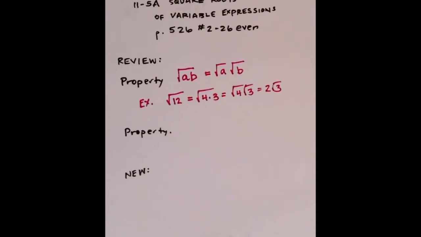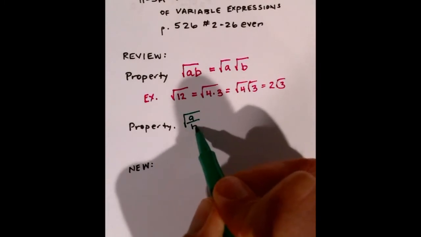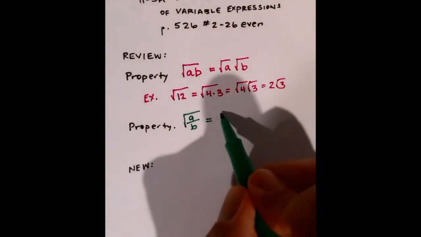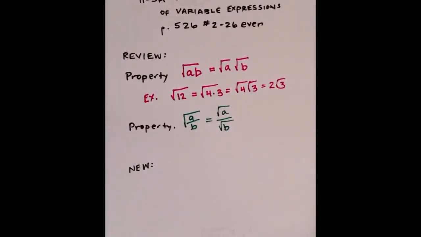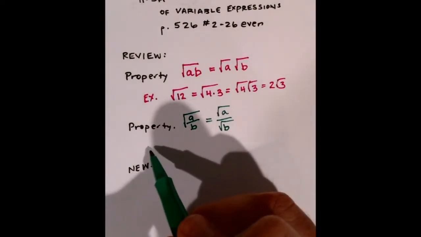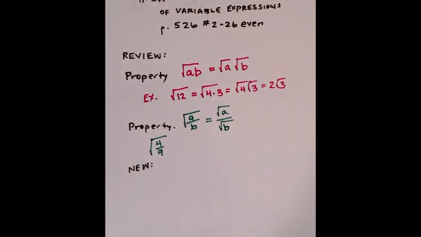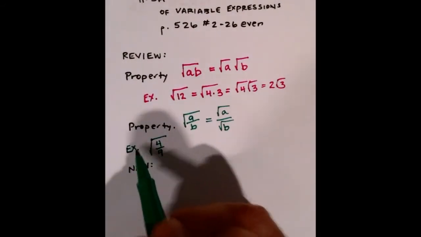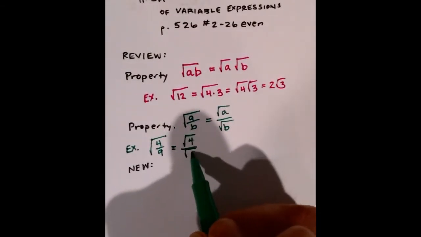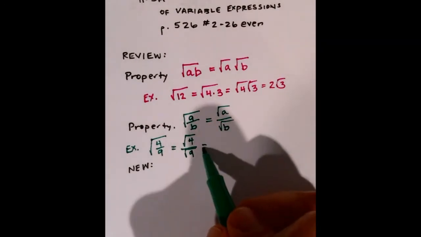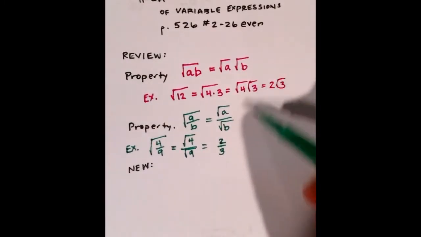The other property we know is, if I have root of A over B, that is equal to root A over root B. It seems kind of easy. Say I gave you root 4 ninths. This is what we saw in 11.3. You would say that's just equal to root 4 over root 9, which would be 2 over 3. So these are the two properties that we learned so far.